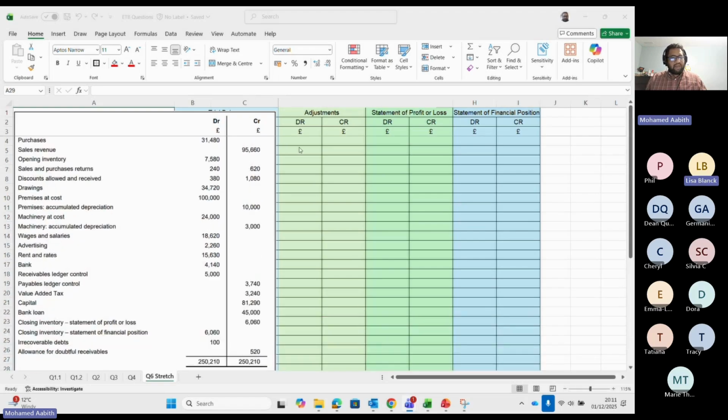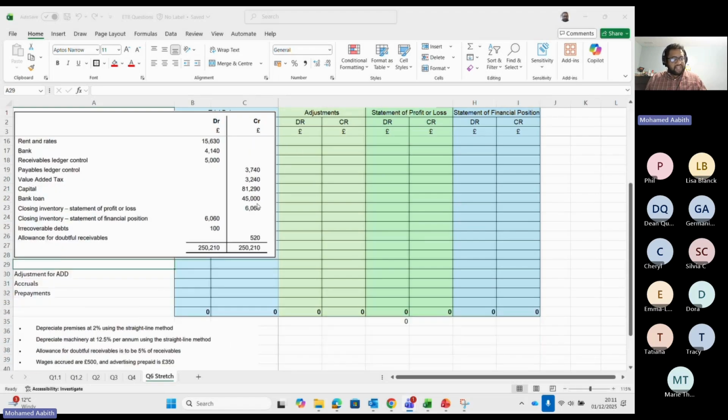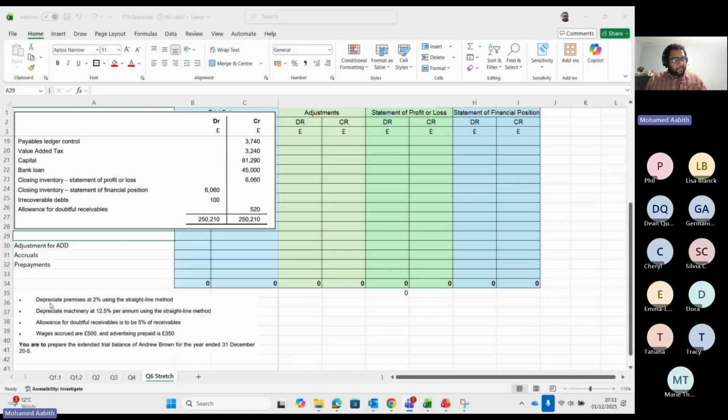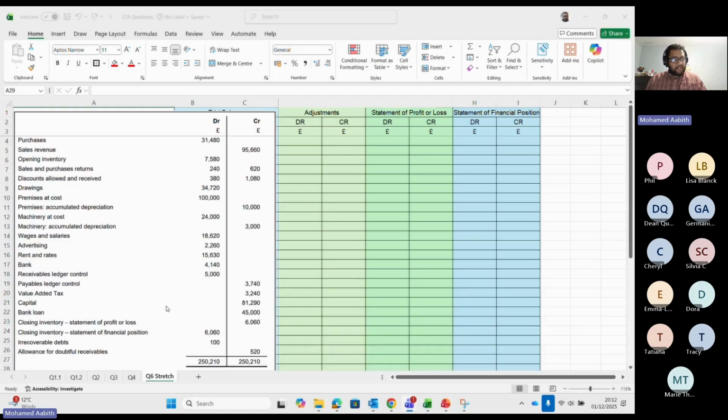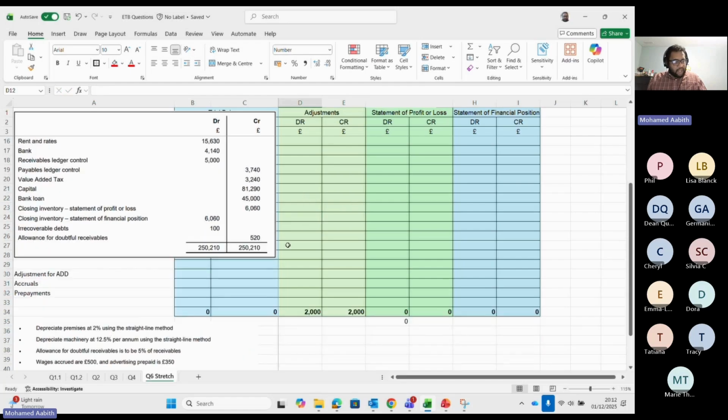So let's say here, what are the entries we're going to make? First, the adjustments. They're saying here, the premises are depreciated 2% using the straight line method. If it's 2%, it goes from the original value. So every year, they're going to charge £2,000 depreciation. The adjustment is going to be 2,000 on the depreciation entry, and the accumulated depreciation will be £2,000 on the credit side.